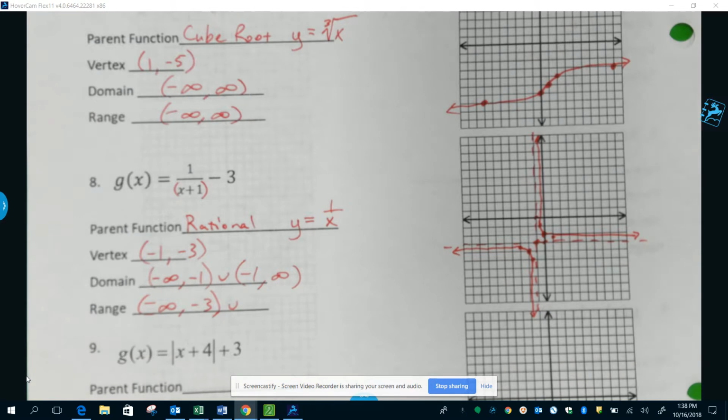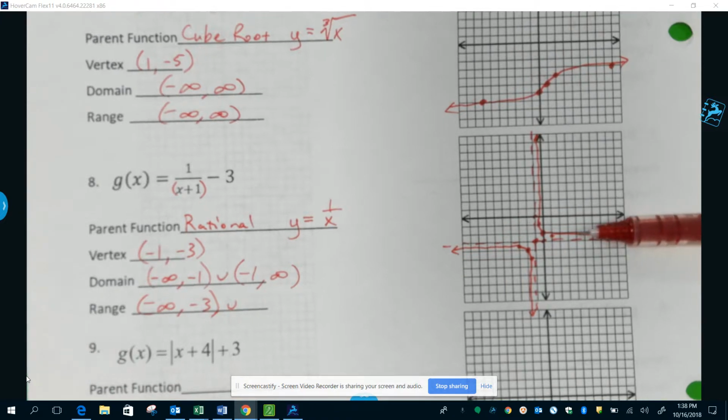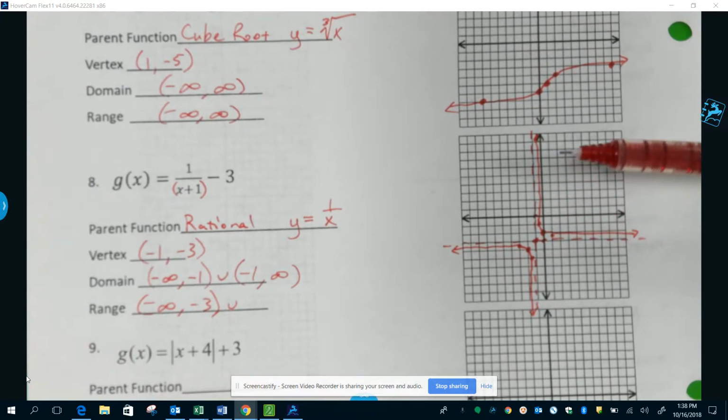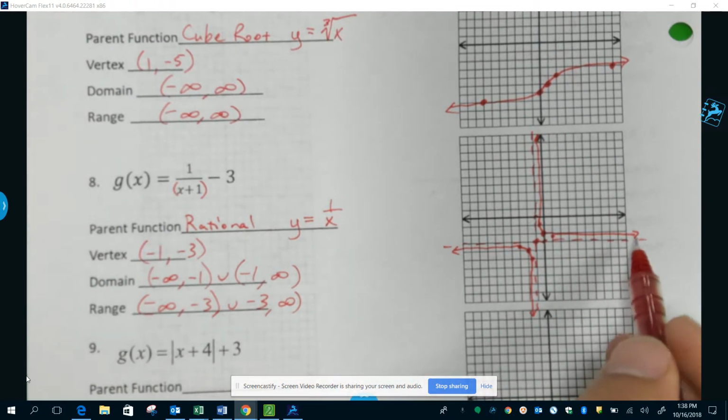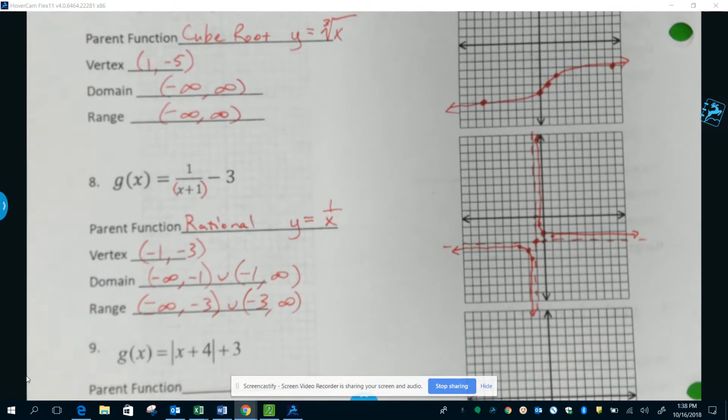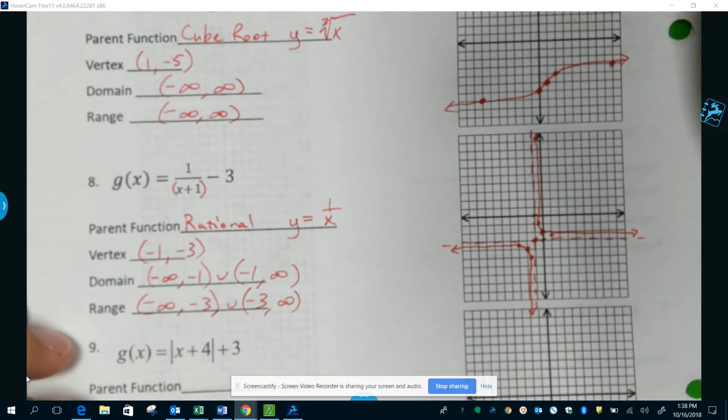But wait, there's more. Then this section here, it starts at the negative 3. It doesn't go any lower than that. So it starts at the negative 3, and it goes all the way up to infinity. Negative 3 to infinity. Infinity gets parentheses, and the negative 3, it doesn't touch that asymptote at negative 3, so it's got to have a parenthesis.